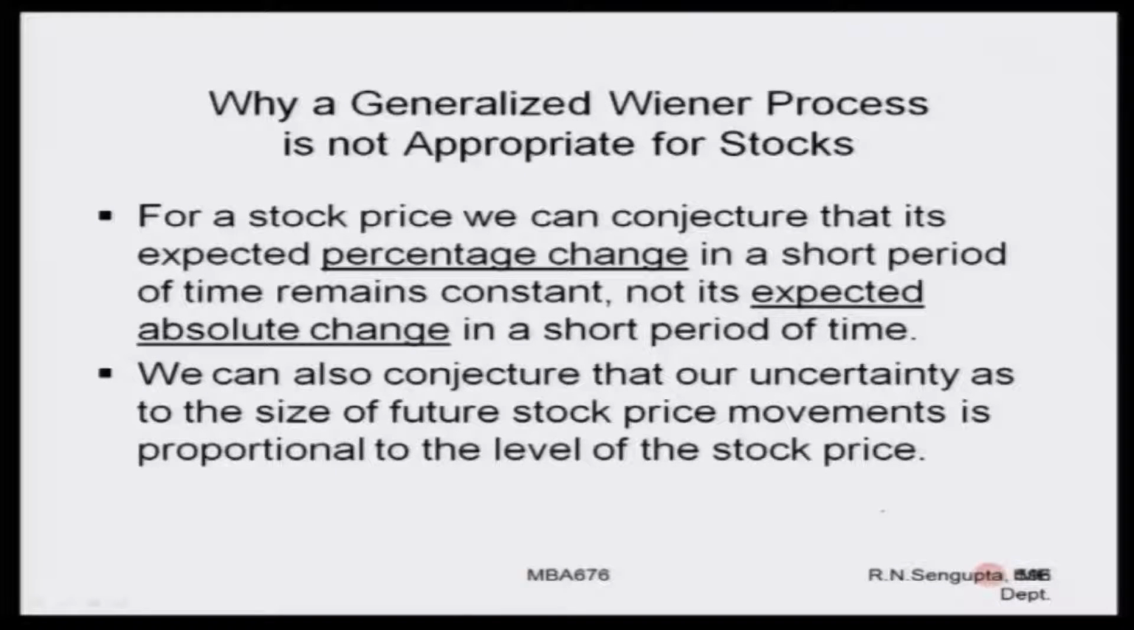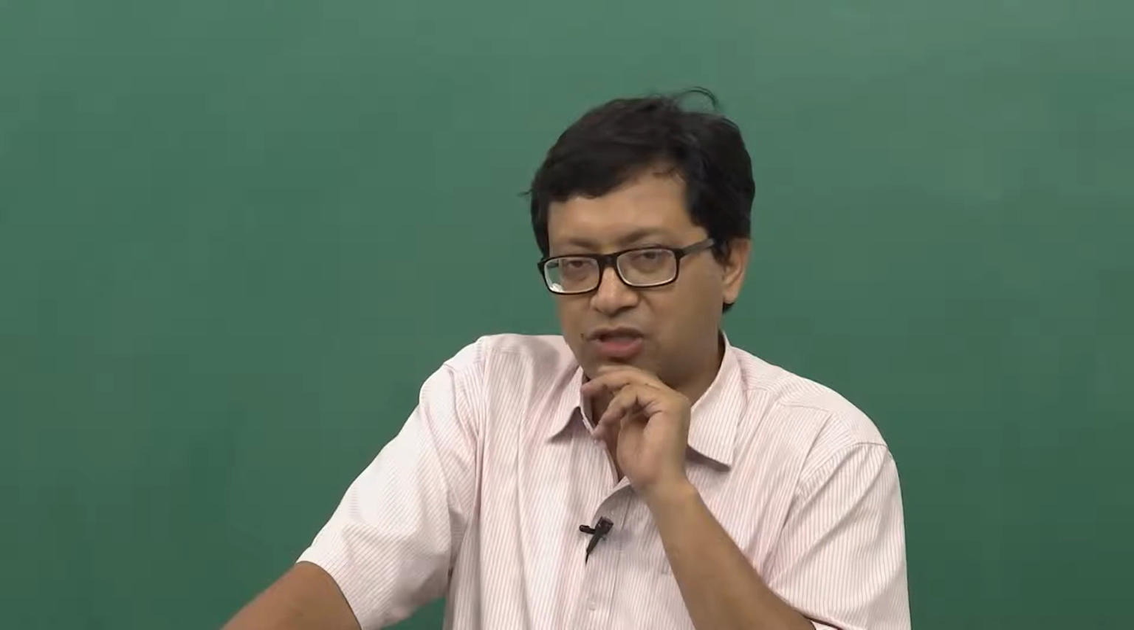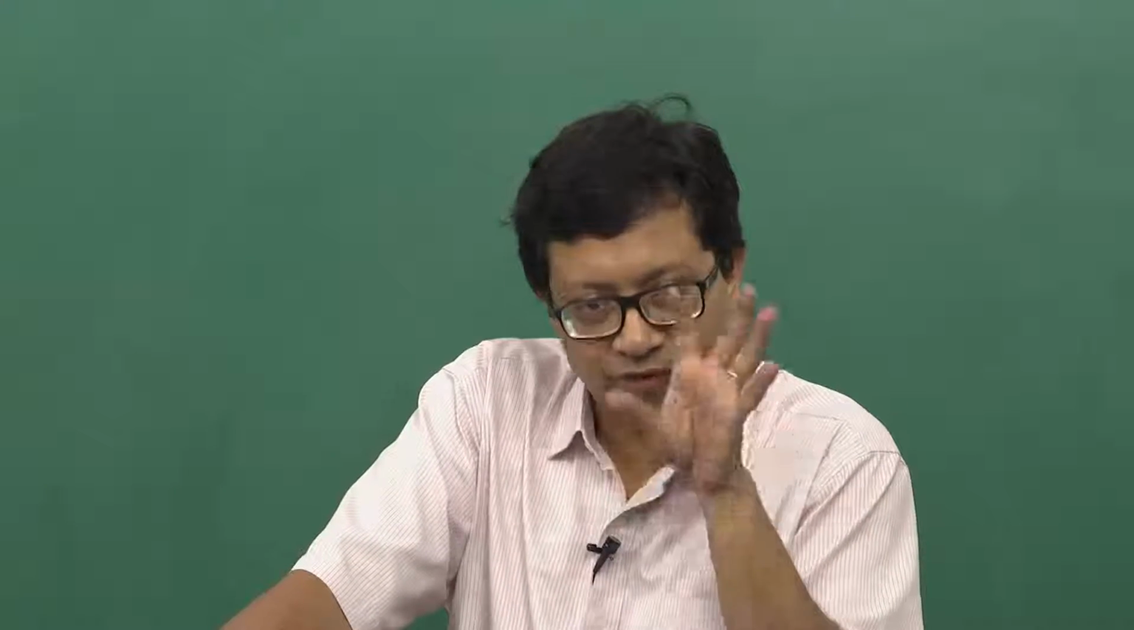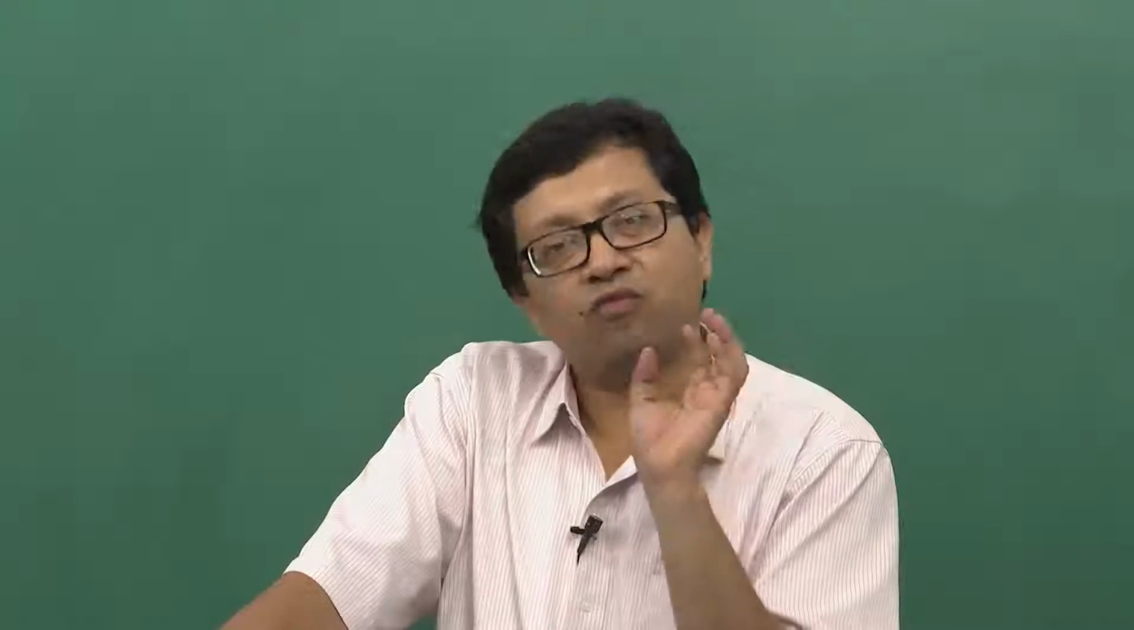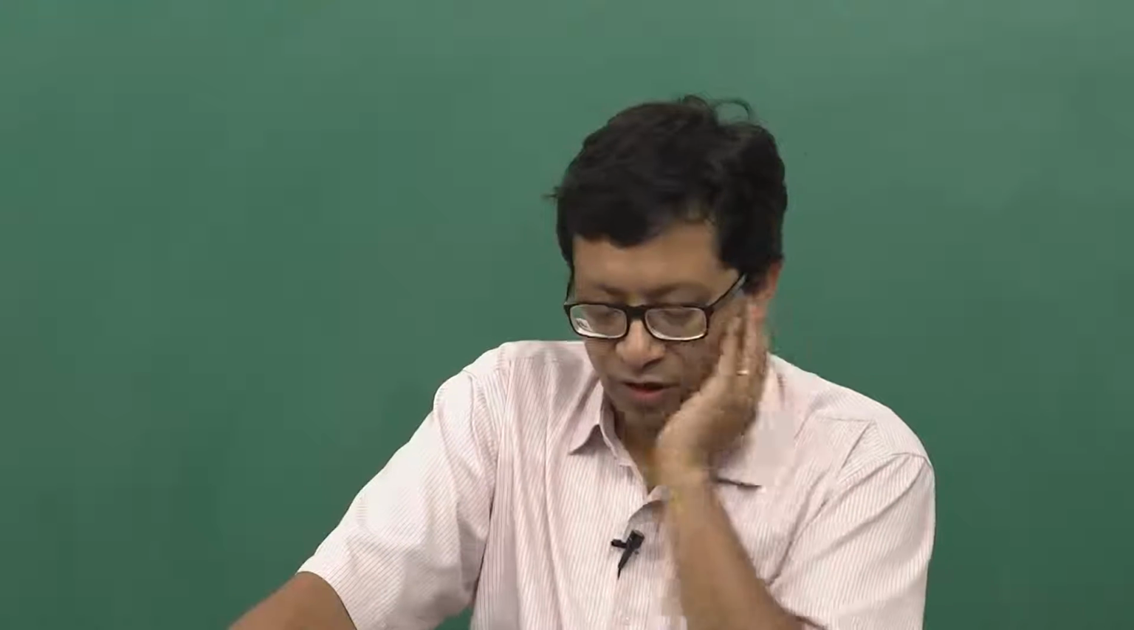Why is a generalized Wiener process not appropriate for stocks? For a stock price, we cannot conjecture that its expected percentage change in a short period of time remains constant, not its expected absolute change in a short period of time. So, what we are saying is that depending on the value, the rate and the volatility would change, but the changes happen in such a way that they are not exact replicas of the generalized Wiener process or the concept of Ito's lemma, but the conceptual framework based on which we are trying to understand would remain the same. So, this would give you a much better understanding of how stock prices fluctuate.